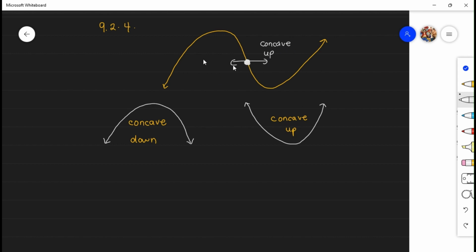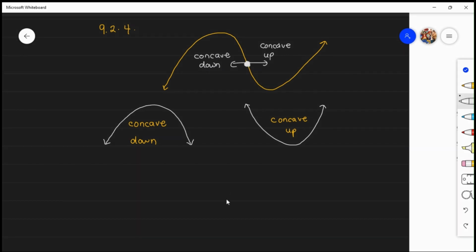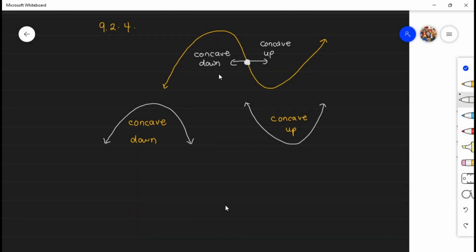And from the left of our point of inflection is concave down. So from your point of inflection moving to the right is concave up. From your point of inflection moving left is concave down. Now we need to find this point of inflection. What is the x value of that point of inflection?